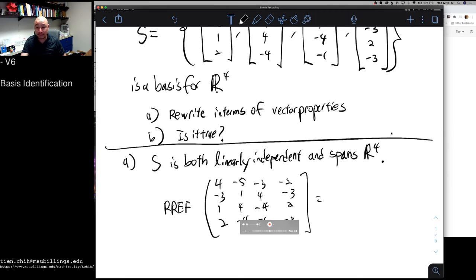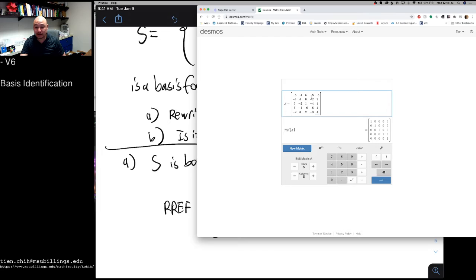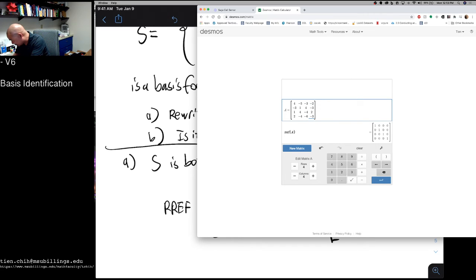So if I do that, what I'm looking at is a 4x4 matrix whose entries are 4, -3, 1, 2, -5, 1, 4, -4, -3, 4, -4, -6, -2, -3, 2, -3, and my reduced row echelon matrix is 1s across the diagonal, 0 elsewhere.